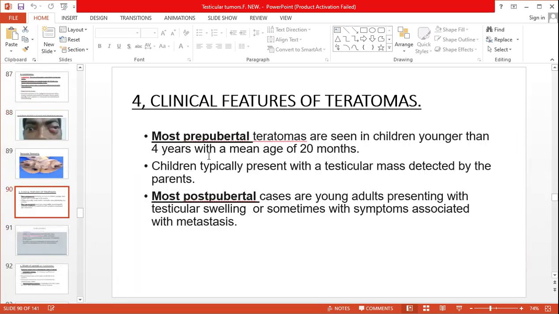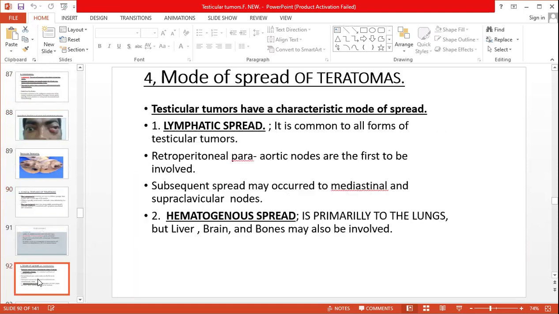Clinical features: prepubertal teratoma is seen in children younger than 4 years with a mean age of 20 months. And most post-pubertal cases are young adults presenting with a testicular swelling or sometimes with symptoms associated with metastasis. The modes of spread of teratomas are lymphatic spread and hematogenous spread.